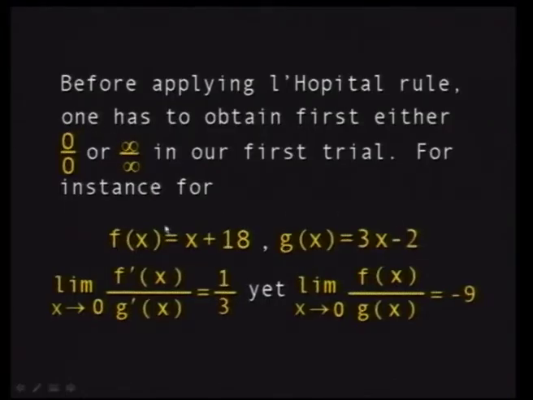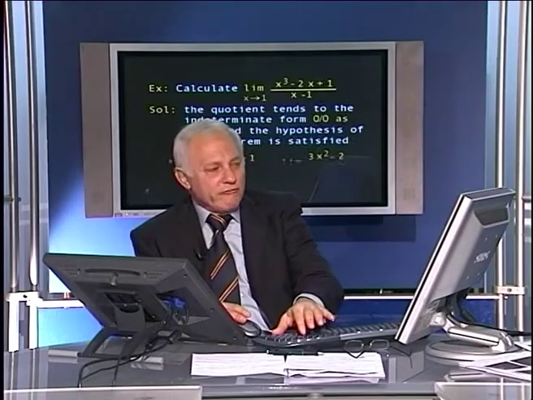For example, you have here the case where f of x is x plus 18, and g of x is 3x minus 2. Now, if you apply the derivative, you get 1 over 3, which is wrong. Yet the exact limit is equal to minus 9. All you have to do is substitute x equal to 0 in both the numerator and denominator. Why is it wrong? Why here doesn't it work? Because you have to make sure first that both tend to 0 simultaneously, which you haven't done here, and therefore this is wrong. You cannot differentiate before you first take the limit to make sure that they both tend to 0 over 0 or infinity over infinity.